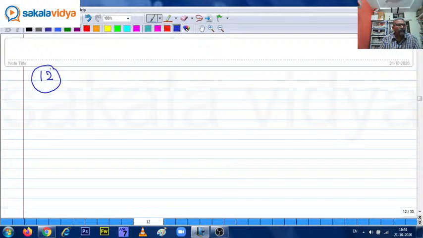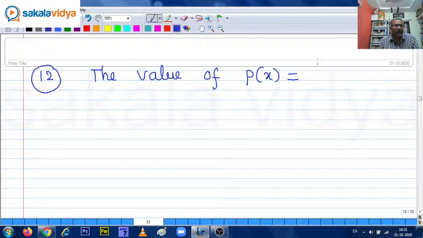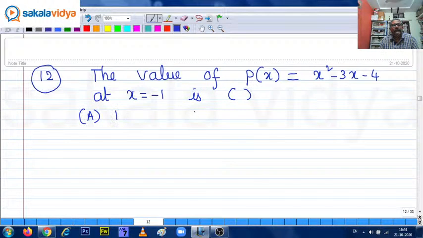12th one. The value of P of x equals x square minus 3x minus 4 at x equals minus 1 is: A 1, B minus 4, C 0, D minus 3. This is the question.